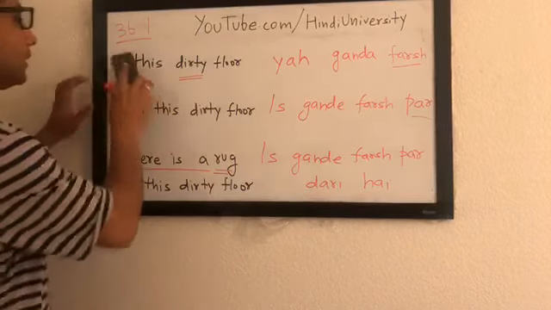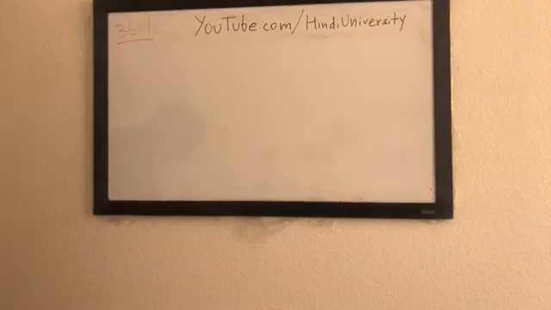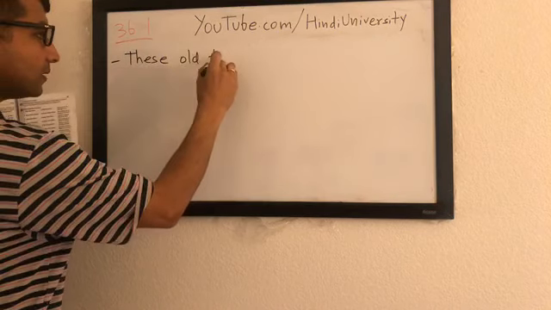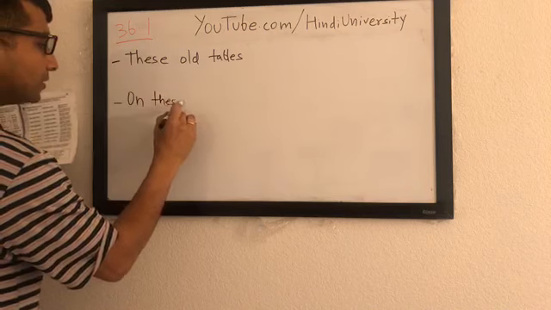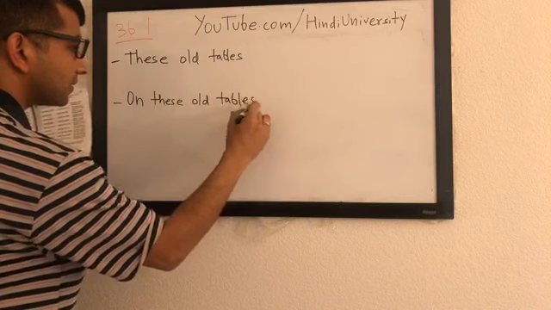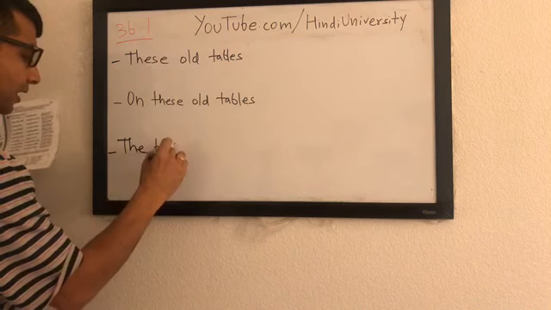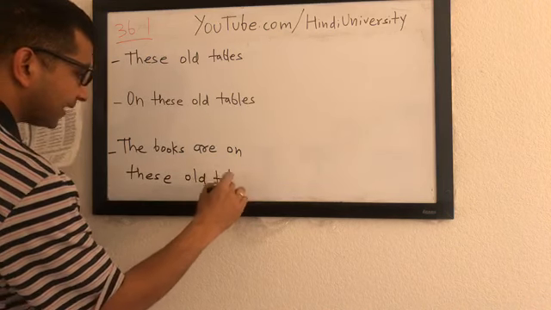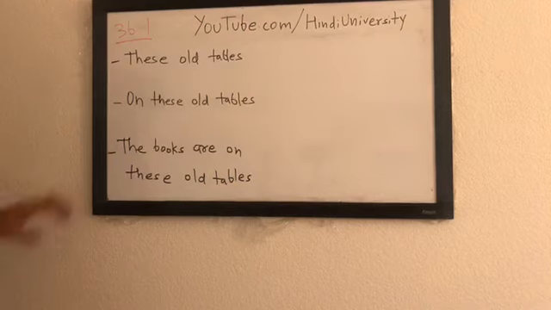Number 3. We'll be back to number 4, and this time I'm going to ask Tara Ji to also tell us in which scenario you will be using it. Okay. The next one is number 4, which is: these old tables. On these old tables. And the next one I have is: the books are on these old tables. We can pick up the pace now because you guys are familiar, and we can start doing it a little bit faster.